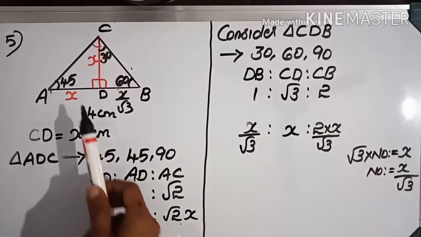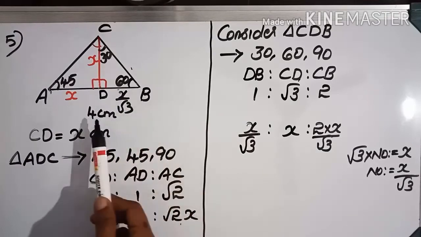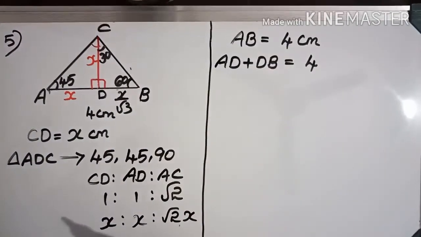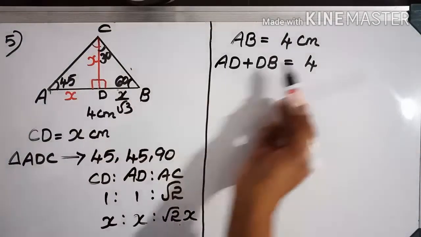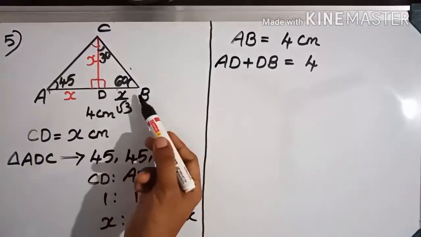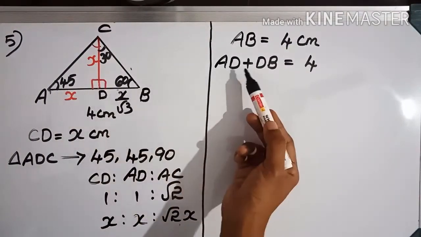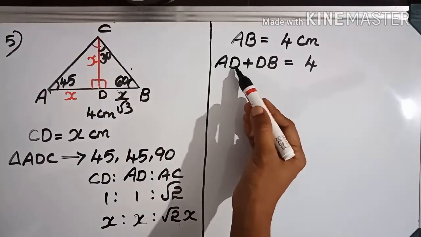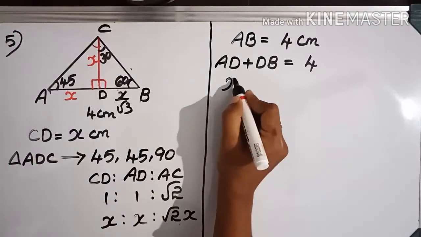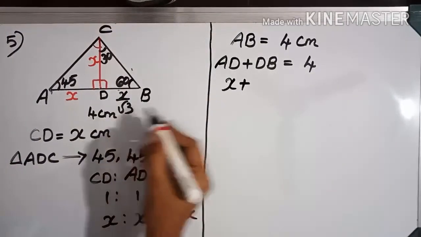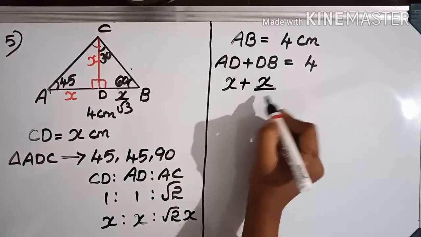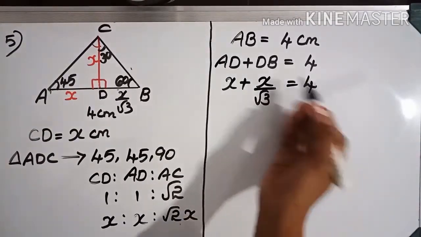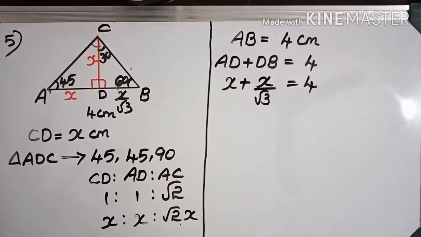So for that, let's add these two and write the answer as 4 centimeter. We'll show you. Like this we can write: AB is given as 4 centimeter and AB is split into AD and DB. So AD plus DB must be what? 4 centimeter. And what is AD? AD is x, plus DB. DB we found as x by root 3. The answer is 4. By simplifying this we have to find the value of x.